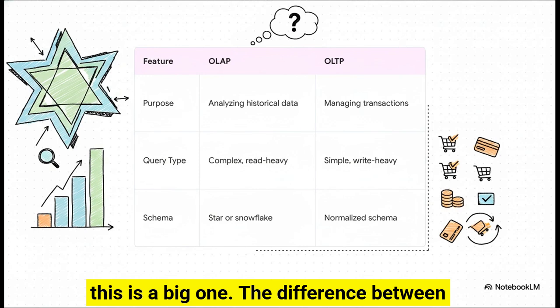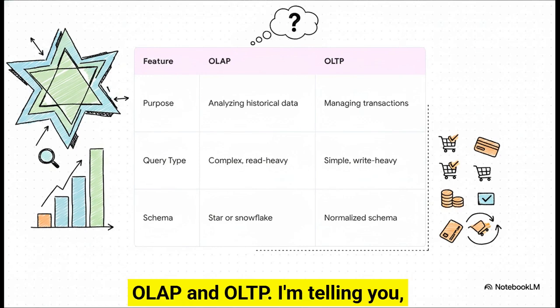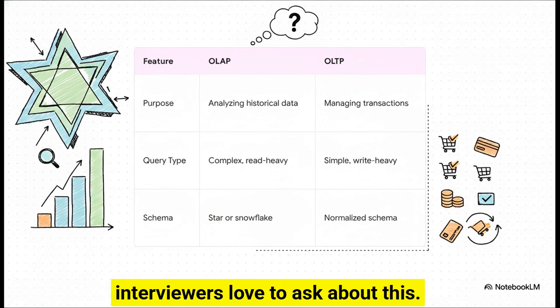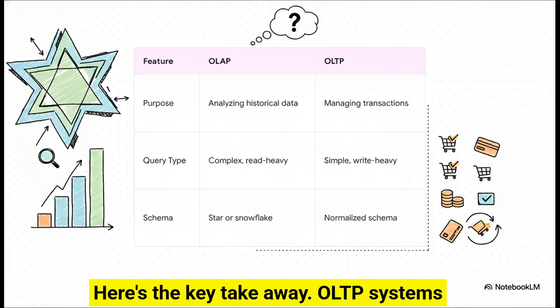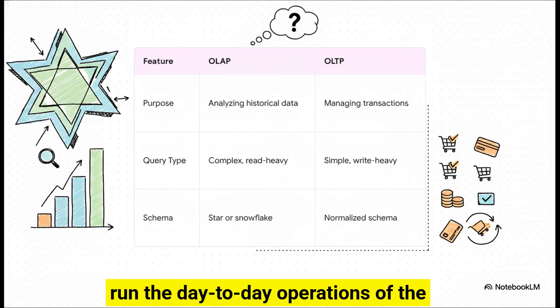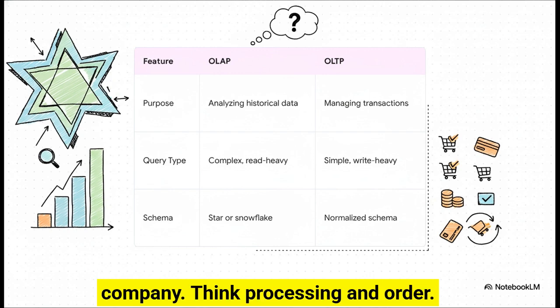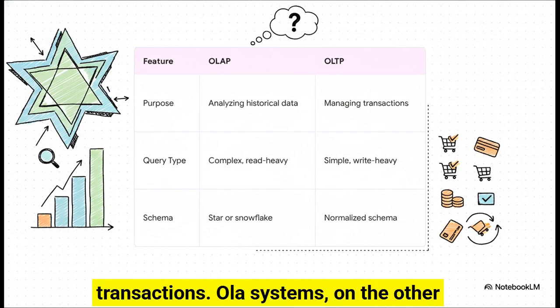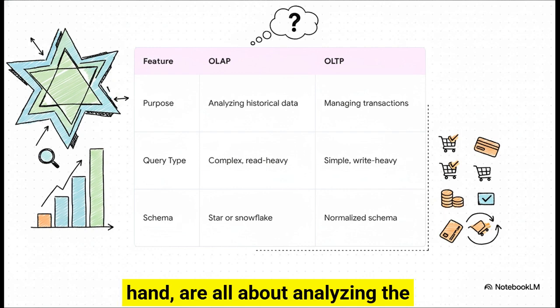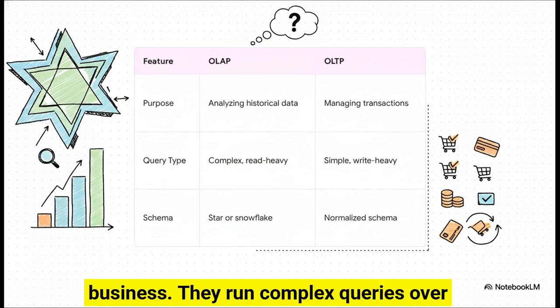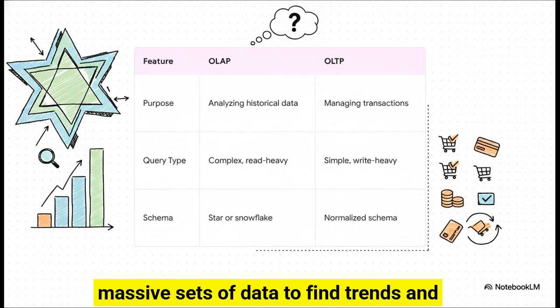Now, this is a big one, the difference between OLAP and OLTP. I'm telling you, interviewers love to ask about this. Here's the key takeaway. OLTP systems run the day-to-day operations of the company. Think processing an order. They're built for fast, simple transactions. OLAP systems, on the other hand, are all about analyzing the business. They run complex queries over massive sets of data to find trends and insights.